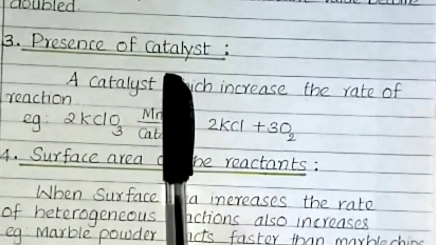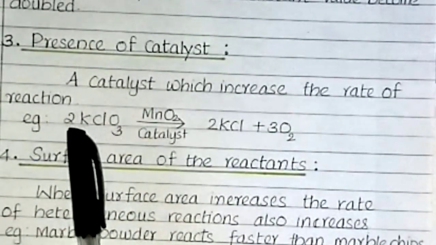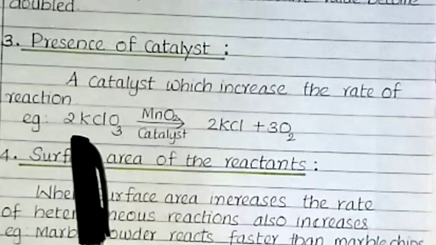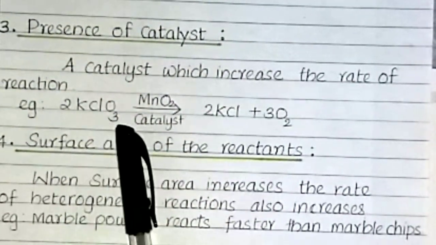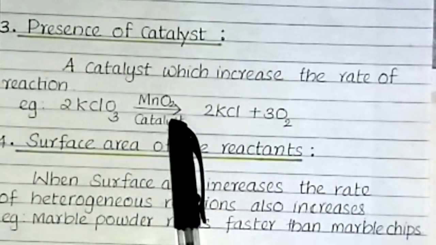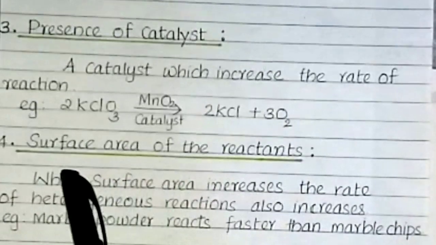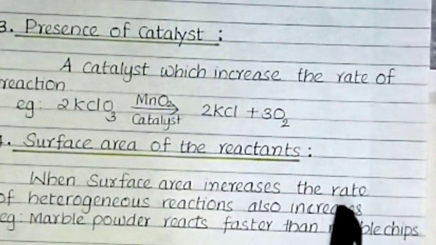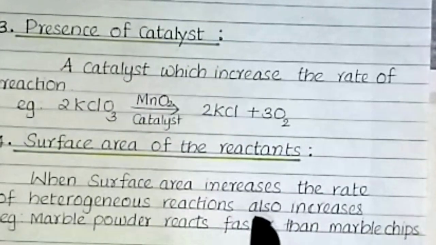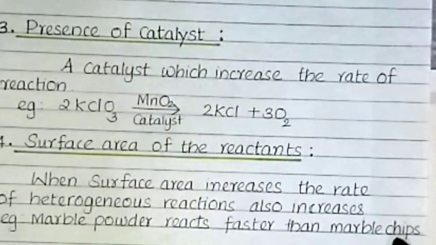Next one is the presence of a catalyst. A catalyst increases the rate of reaction. For example, the decomposition of potassium chlorate, KClO3. Potassium chlorate in the presence of MnO2 gives KCl plus oxygen. Next one, surface area of the reactants. When surface area increases, the rate of heterogeneous reactions also increases. For example, marble powder reacts faster than marble chips.